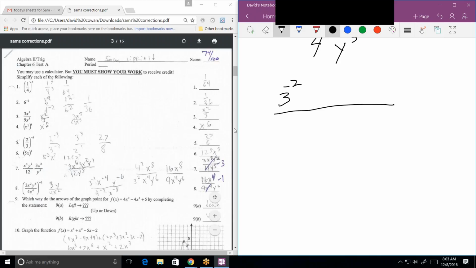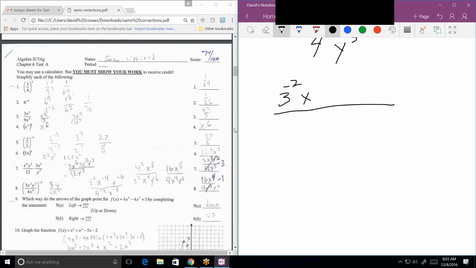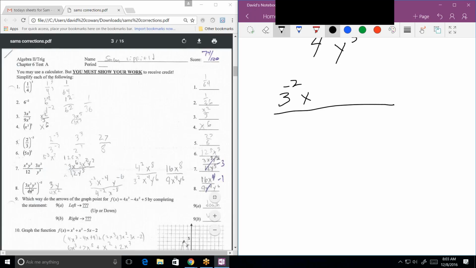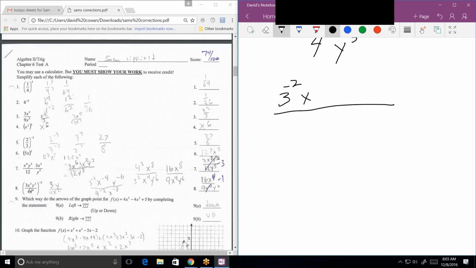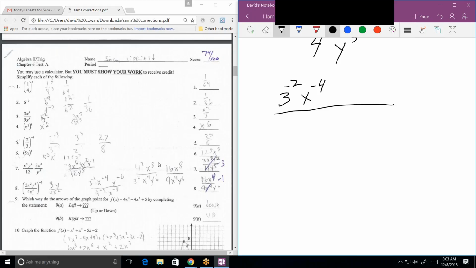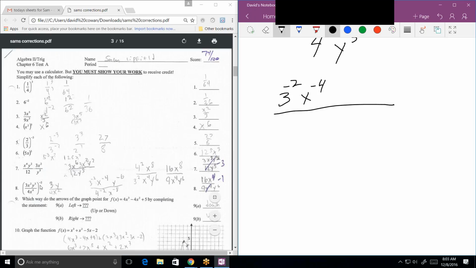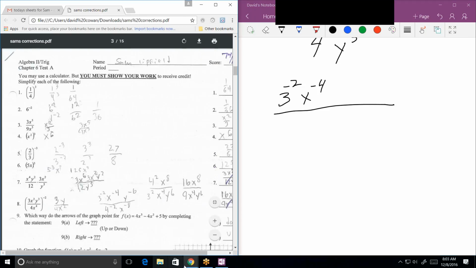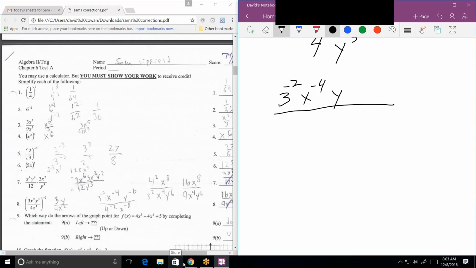Now apply it to the x squared. What do you get? Multiply the exponent. What's -2 times 2? -4. Okay, there you go. And what's the y's in the numerator now? Y to the third to the -2. That's -6. So we got a y to the -6.